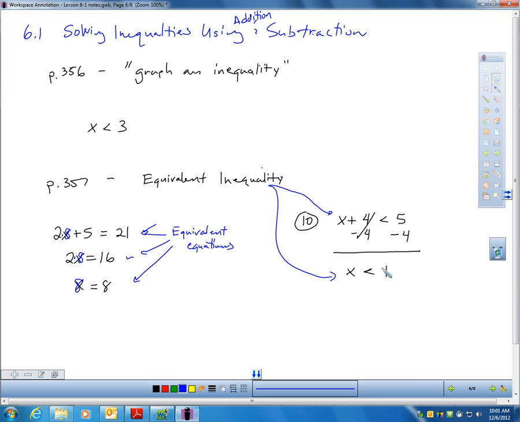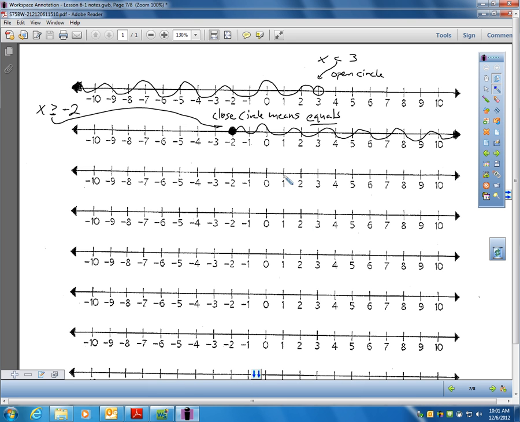Okay, I now want to graph this. So if I go to my graph sheet, I want to graph x less than 1. So I can do that. I go to 1. I put an open circle because it does not equal 1. And I'm going to shade all the values that are less than 1. Put an arrow at the end. That's what we're doing today. You are going to solve inequalities and graph them.